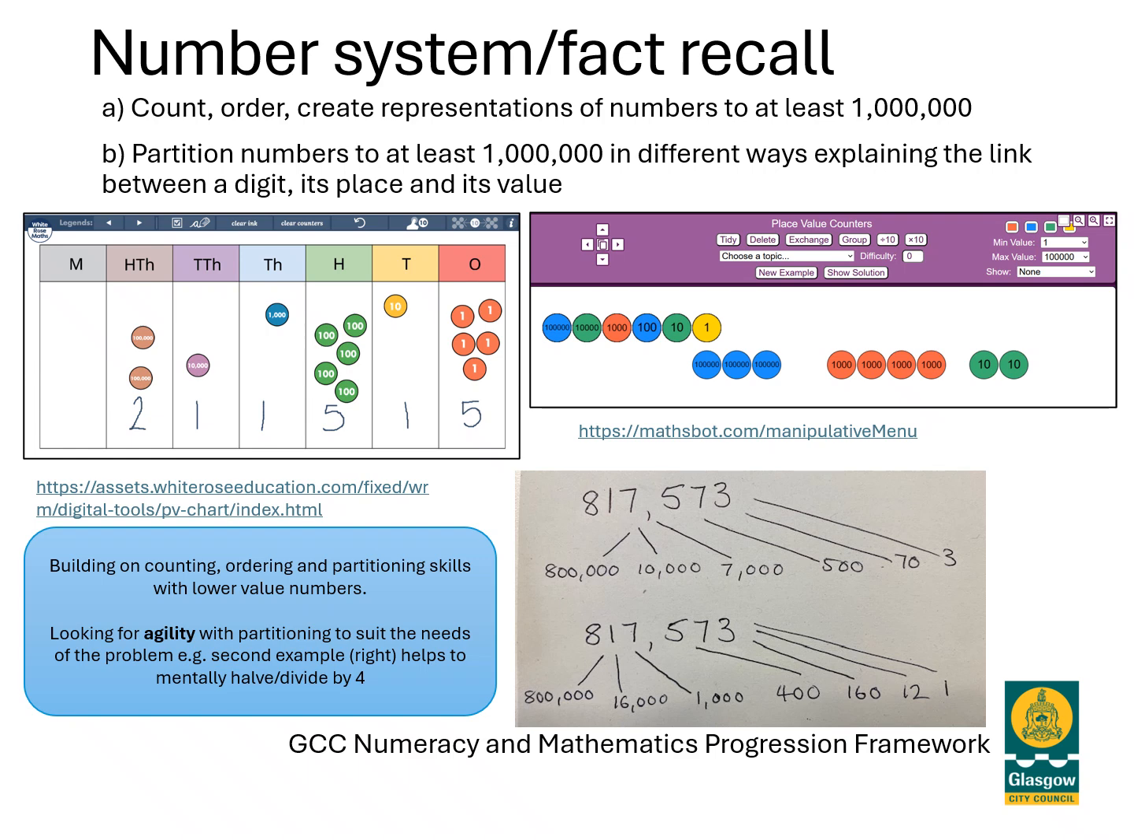817,573. The first one is very much partitioning by its place value, by the columns, but the second one might be a more useful way to partition the number if we, for example, wanted to divide by 4, because then we've got familiar multiples of 4 to work with. So that's just an example to say that we need to give them that facility of splitting up numbers in different ways, because that will support them with all of our calculation methods as they come.